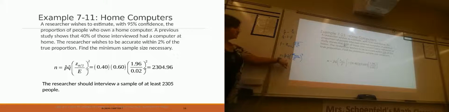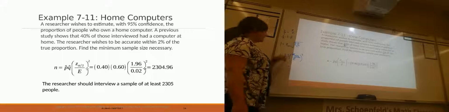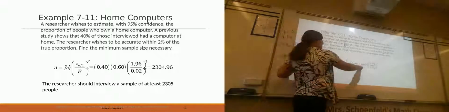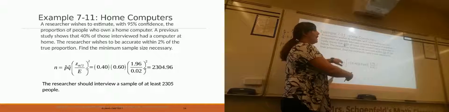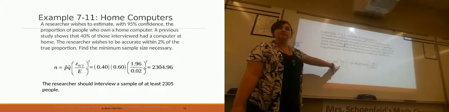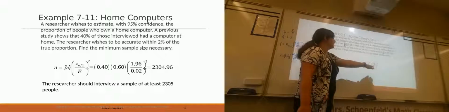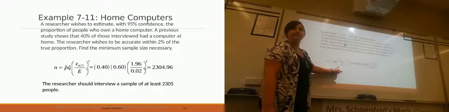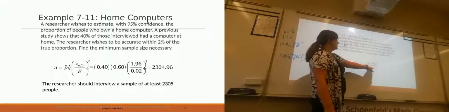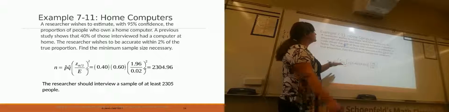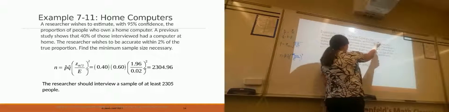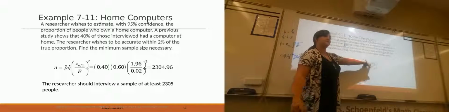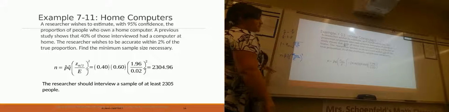So pretty much, my p hat is 0.4. My q hat is the opposite of that. The error that I wish for is that 2%, so that goes on the bottom. How far do you want to be off? I only want to be off by 2%, so that goes on the bottom. My z-score comes from the 95%, which gave me the 1.96. So that's what that will look like.